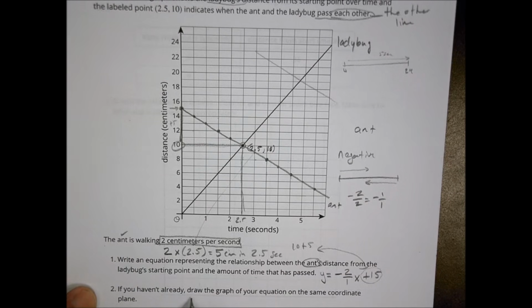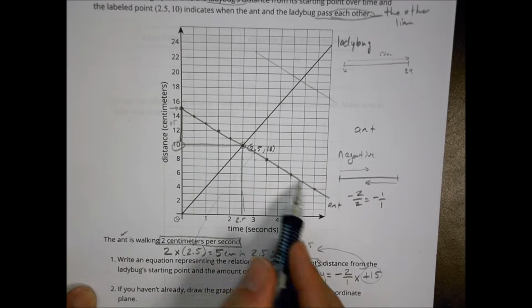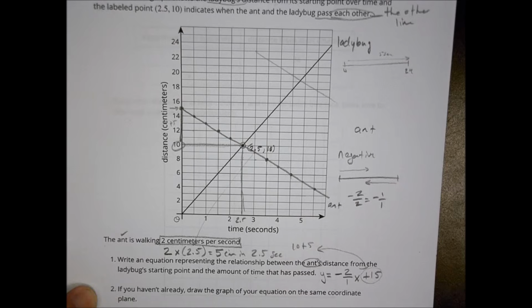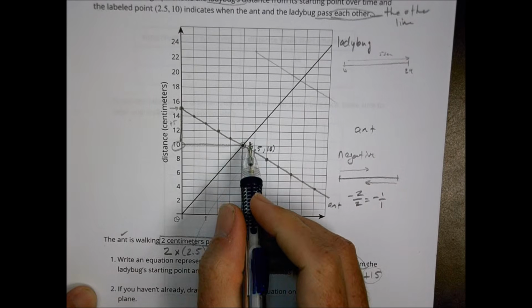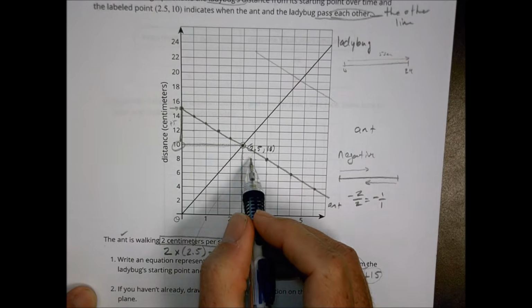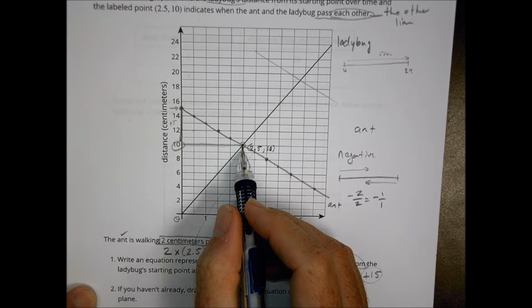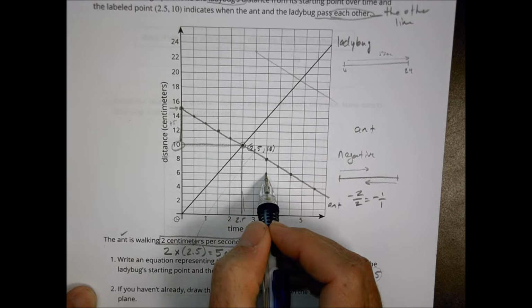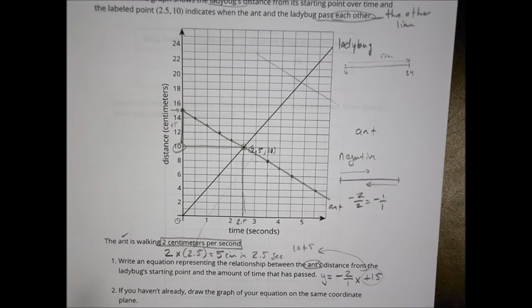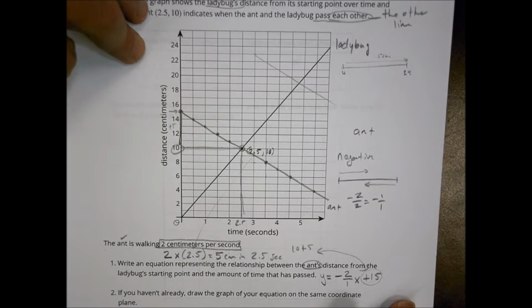If you haven't already, draw the graph of your equation on the same coordinate plane, which we've already done there, and it's located there. I think the key thing is figuring out for the ant, just trying to graph that out to say what's actually taking place. That 2 centimeters every second, just graphing it out helps you see visually what's going on from one unit to the next. Let's take a look at the next one.